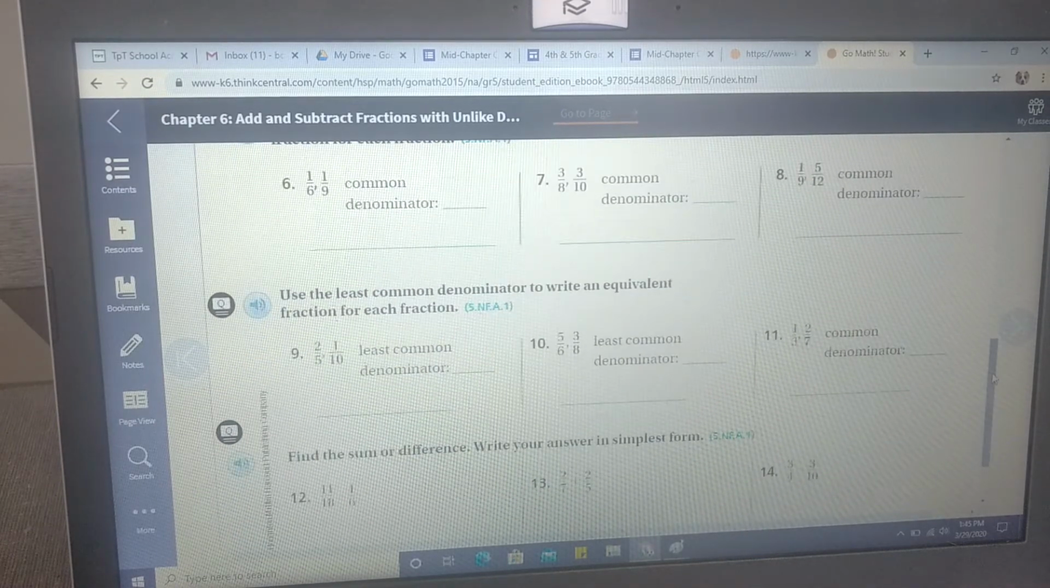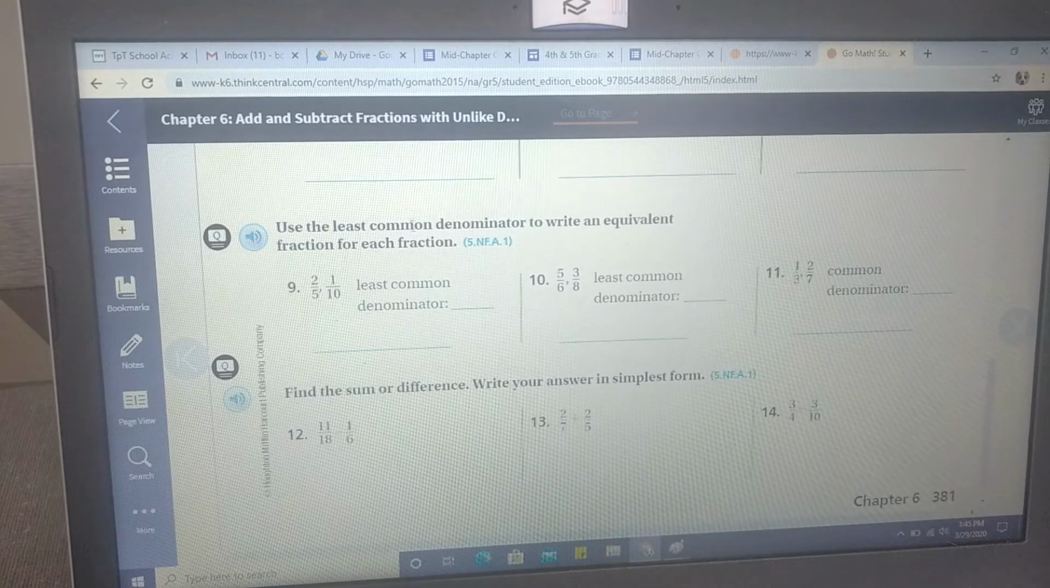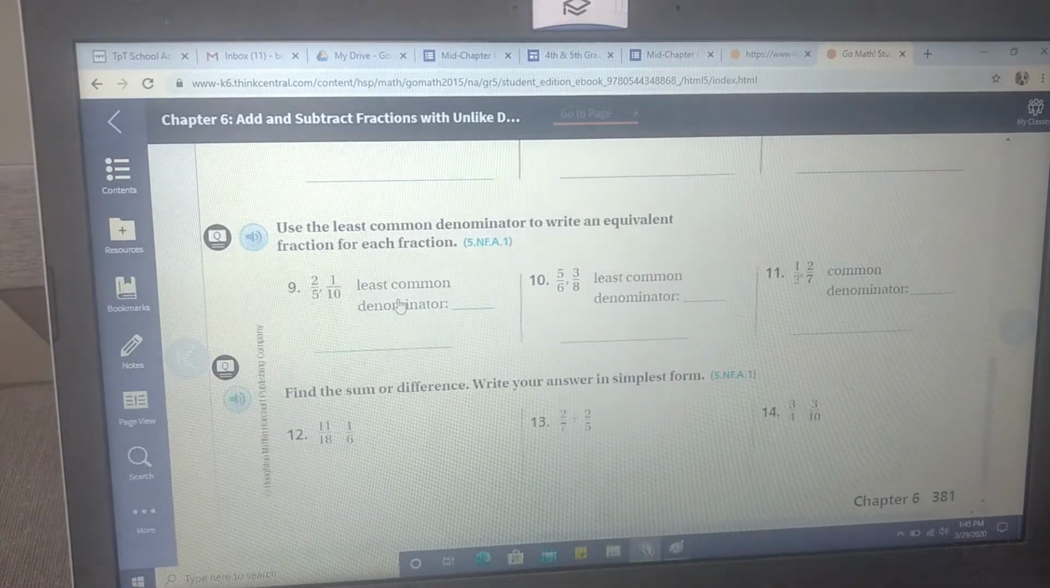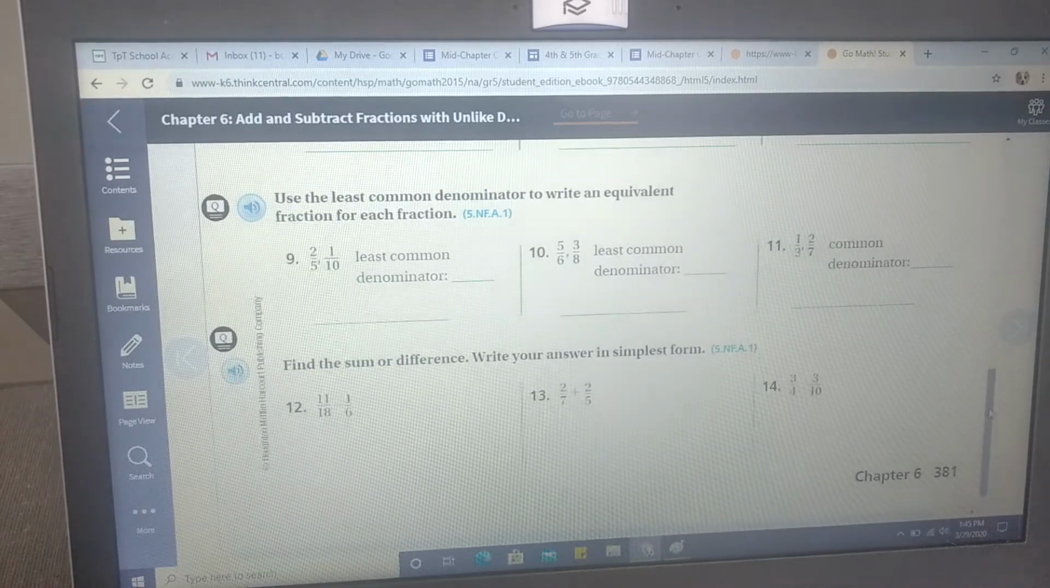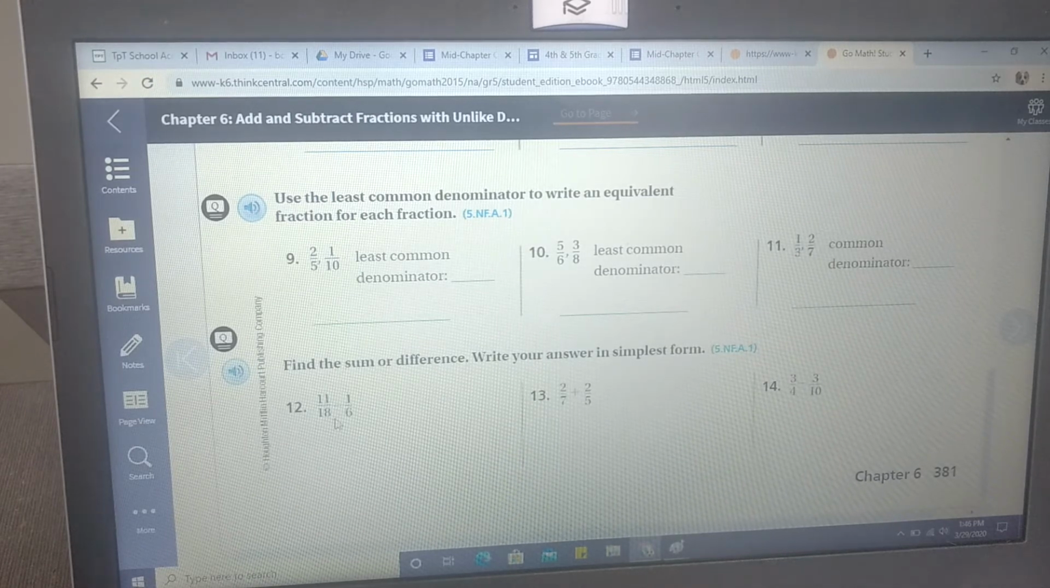have that denominator. For 9, 10, 11, it's very similar to what you just did up here, except you're finding the least common denominator. So you're going to find the least common denominator for those and then changing those 2 fractions that are provided there. Okay, and then now 12, 13, 14, this is where you're actually adding or subtracting, and then write your answer in simplest form. Okay, so 11, 18 once, change it to have a common denominator and then subtract. 2 sevenths plus 2 fifths, change it to have a common denominator and then add. 3 fourths minus 3 tenths, change it to a common denominator, and then subtract.